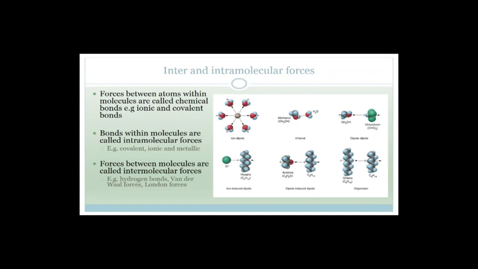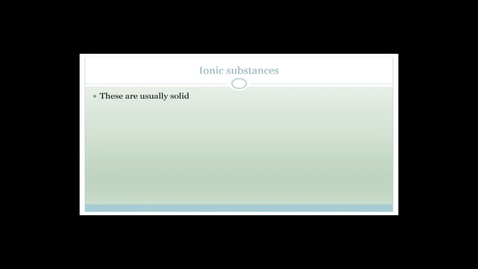So here we've got a little picture of typical examples of intermolecular forces. So you've got ion dipole forces, and in grade 10, you don't really need to worry too much about this because you will be taught this in more detail in grade 11, but it's good for you guys to see. So this is ion dipole forces. You've got hydrogen bonds here. Ion induced dipole, dipole induced dipole, and dispersion forces. So these are all different types of your intermolecular forces, and you will note that they are between the molecules, not within the molecule.